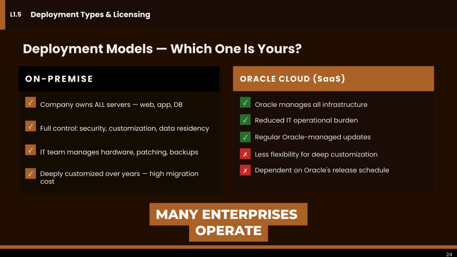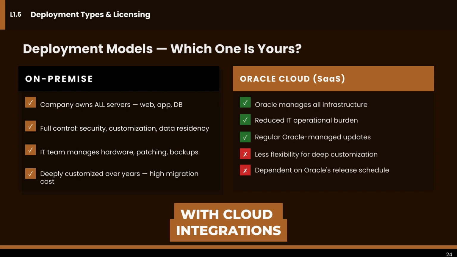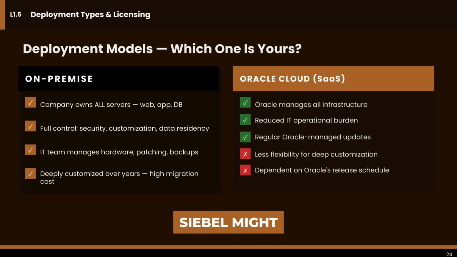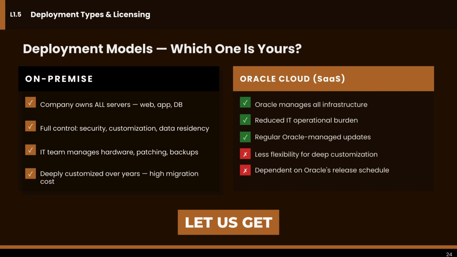Many enterprises operate in a hybrid model, Siebel on-premise for core CRM with cloud integrations for specific capabilities. For example, Siebel might integrate with an Oracle Cloud billing system via REST APIs, while the core Siebel environment remains on-premise. That's all you need to know about deployment models for now. Let us get to the lab.